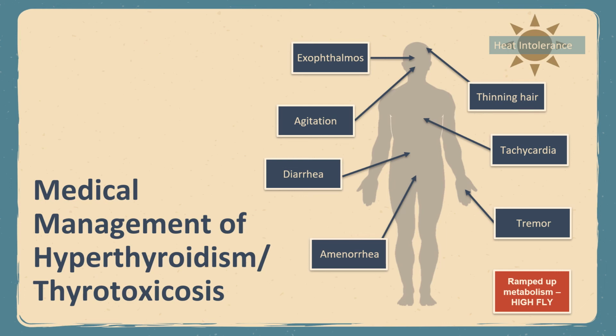Females may have light or absent periods, and you may see exophthalmos, which is the protrusion of the eye. Patients also might complain of thinning hair.